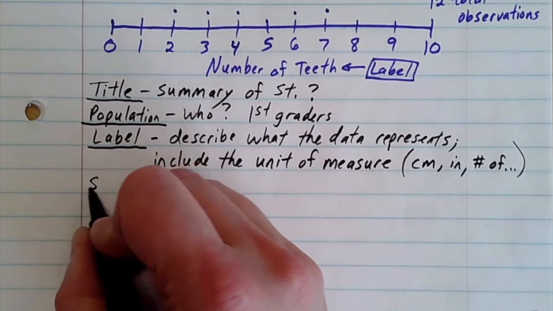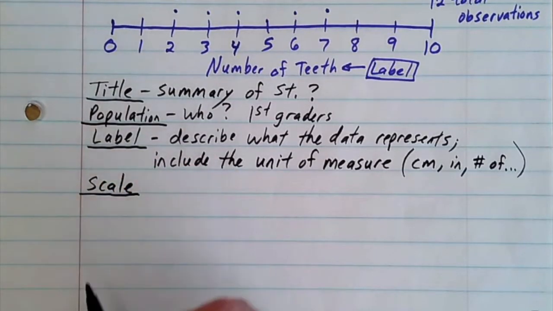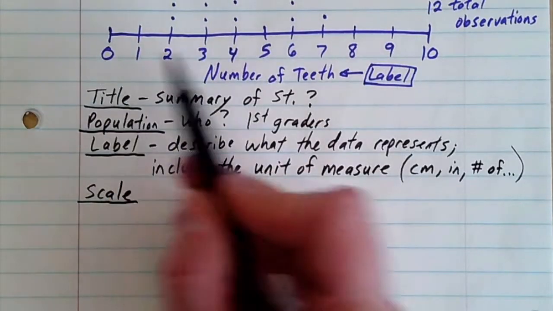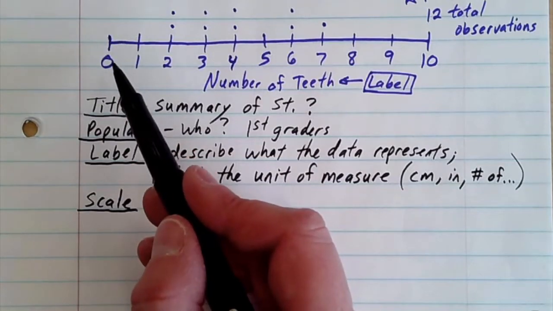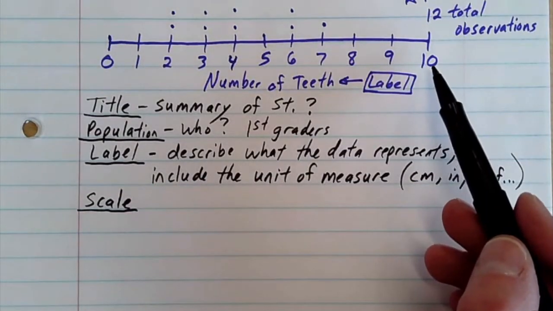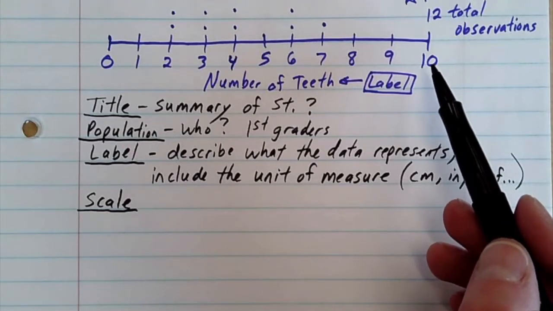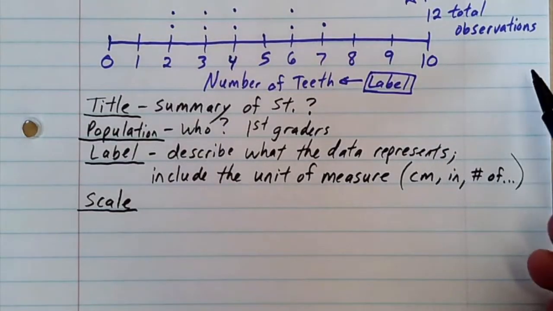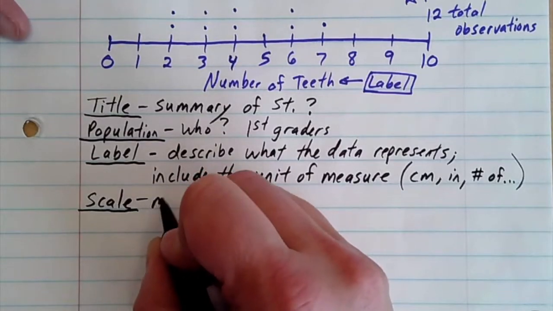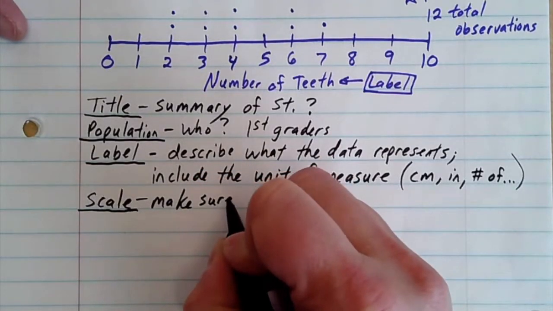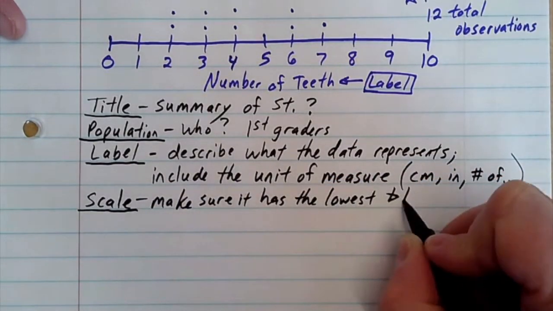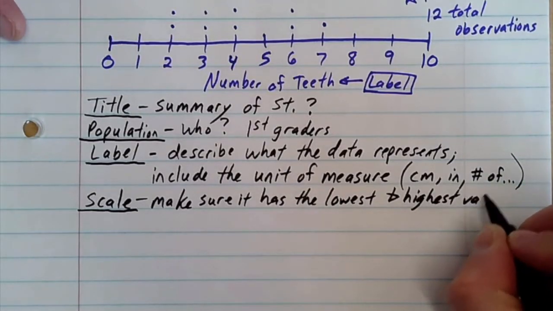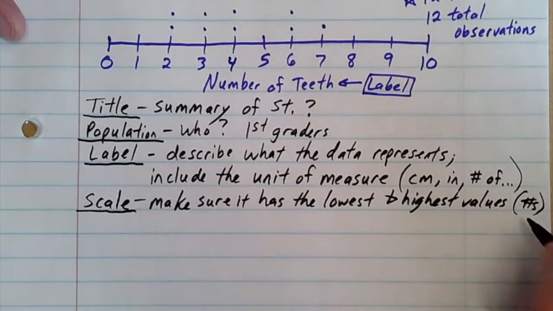The scale, if I ask about the scale, it ranges from 0 to 10. You need to make sure to include 0. Why would you need to make sure you include 0 when you're asking questions? There may be some kids that haven't lost any teeth. And then obviously your largest number, we just need to make sure you include the highest number of teeth that a kid had lost. Now, would 100 be a good scale here? No, because we don't even have 100 teeth. So your scale, you need to make sure it has the lowest and highest values or numbers included on it.